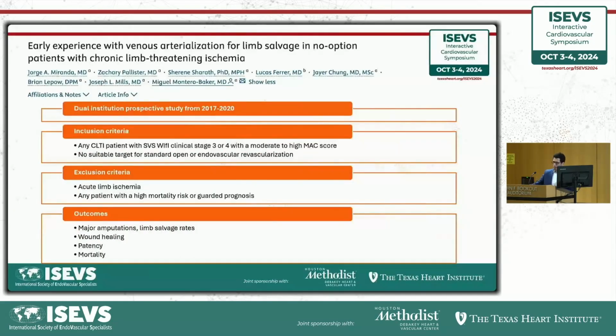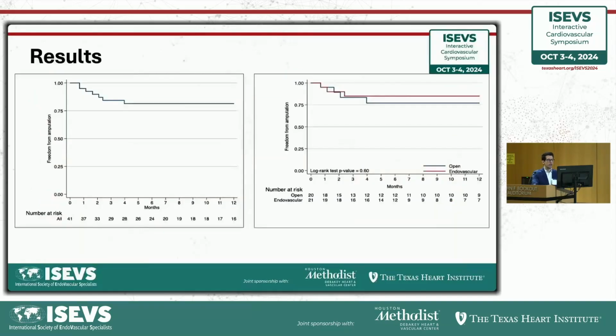So this is a paper that we published recently, and this was a dual institution prospective study from 2017 to 2020, and we included any CLTI patients, as I mentioned, with clinical stage 3 or 4, high MAC score, not suitable for any native revascularization. We excluded any acute limb ischemia and any patients with high mortality or guarded prognosis, and of course we looked at major amputations, mortality, and wound healing rates.